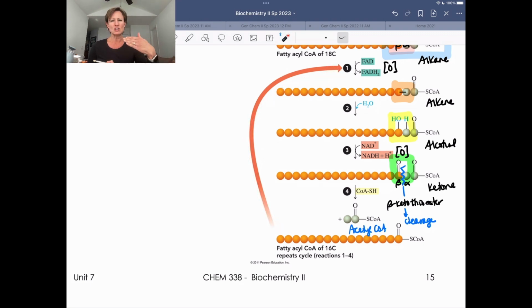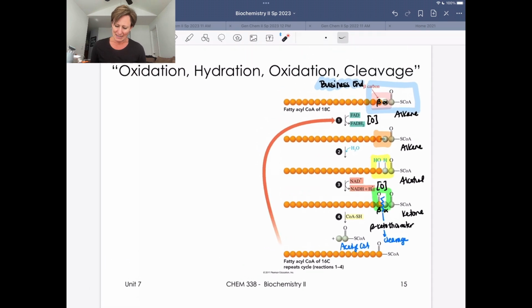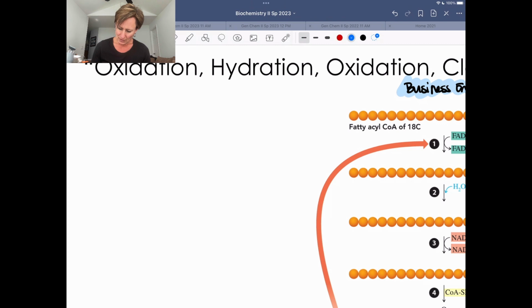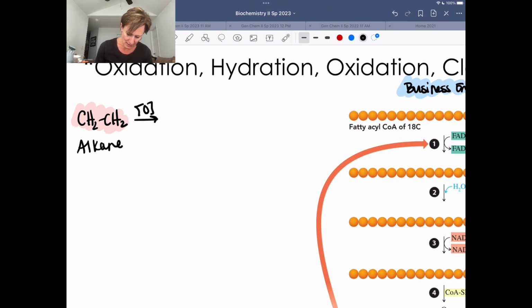Oxidation, hydration, oxidation, cleavage. We're going to keep doing that, snipping off 2 carbon units at a time as acetyl-CoA until all of our fatty acyl-CoA has become acetyl-CoA. So let's take a second and review then what those functional group interconversions are. So we started out with CH2CH2. We had that as an alkane. Undergoes oxidation to generate an alkene.